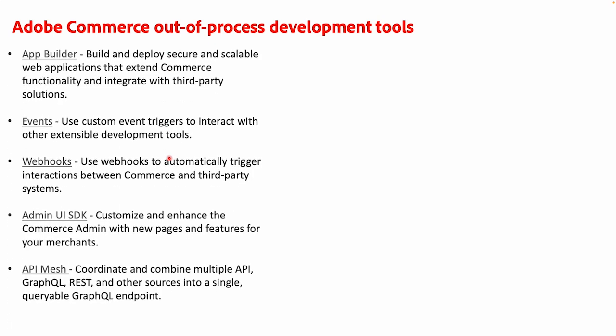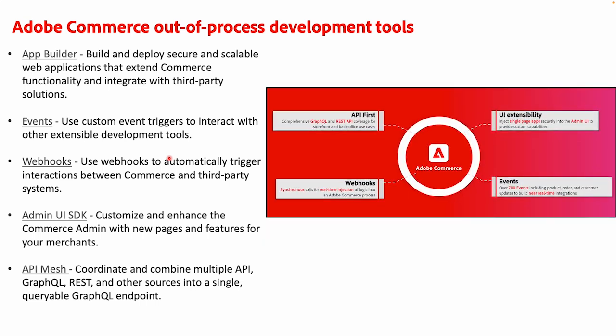So Adobe has come up with multiple ways to extend, and these are called out of process development tools. So first thing, we already discussed App Builder. So using App Builder, we can create microservice components, REST APIs, and we can extend third-party integrations and move the integration outside the Adobe Commerce.